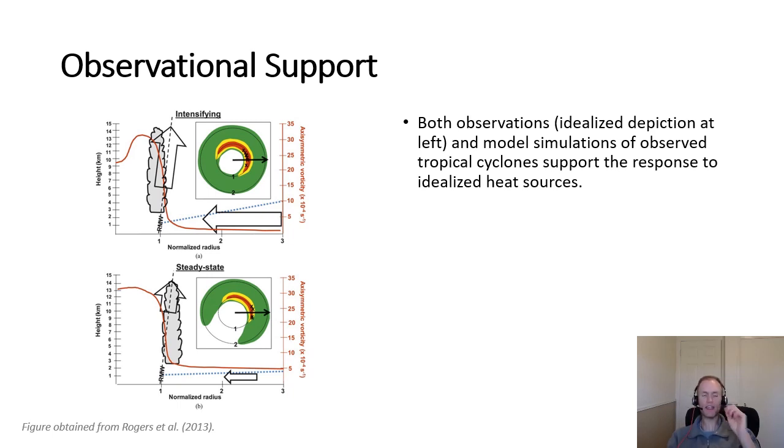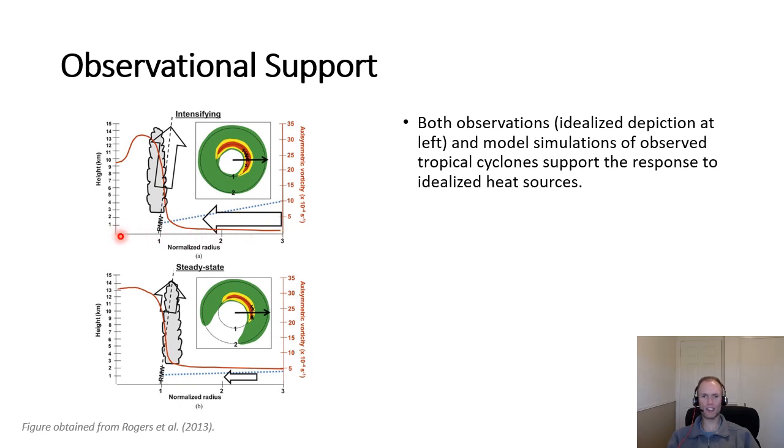And indeed, it is. We have an idealized depiction of what you see from observations, and high-resolution full physics numerical model simulations, which are not shown, actually support this response. So here we have a set of intensifying cyclones, and here we have a set of steady-state cyclones. Y-axis is height from 0 to 15 kilometers, and then on the x-axis we have normalized radius.